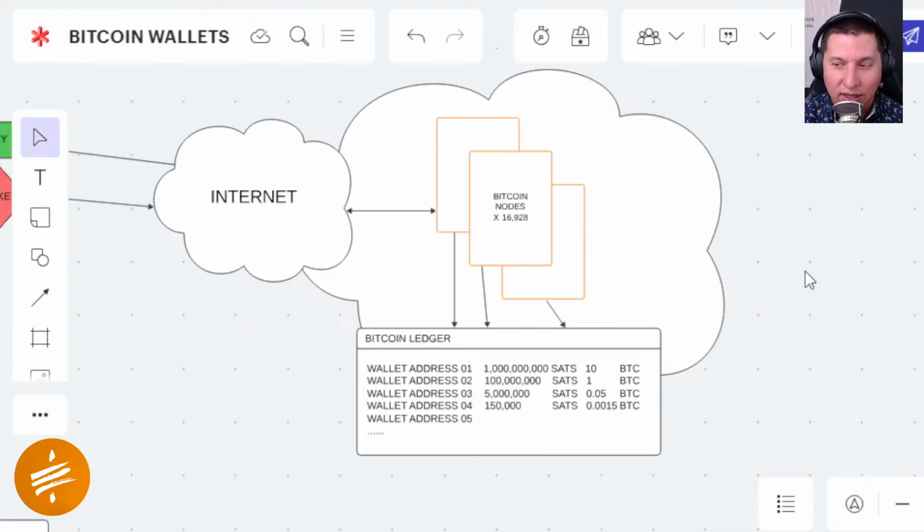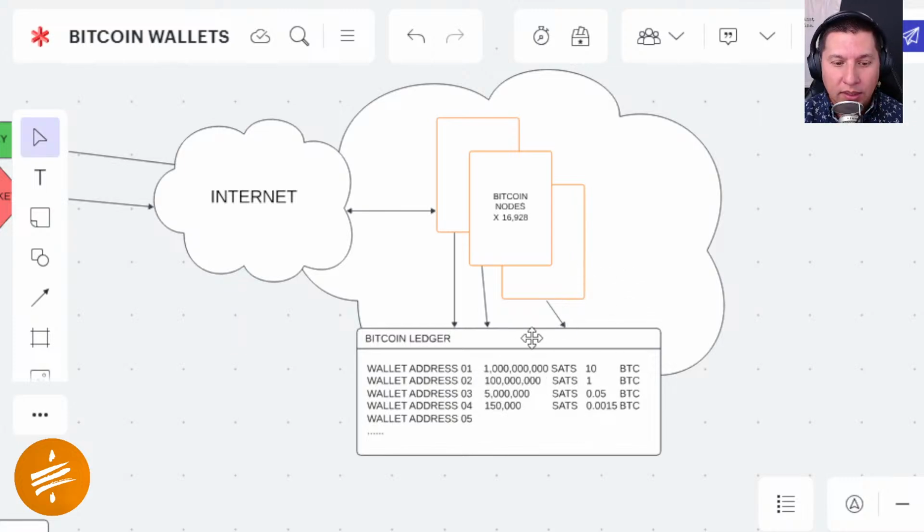So think of the ledger as like an Excel sheet where we know that wallet address number 1 has 10 Bitcoin, and wallet address number 2 has 1 Bitcoin, wallet address number 3 has 0.05 Bitcoin, right? That might be us. That might be our show account, right?